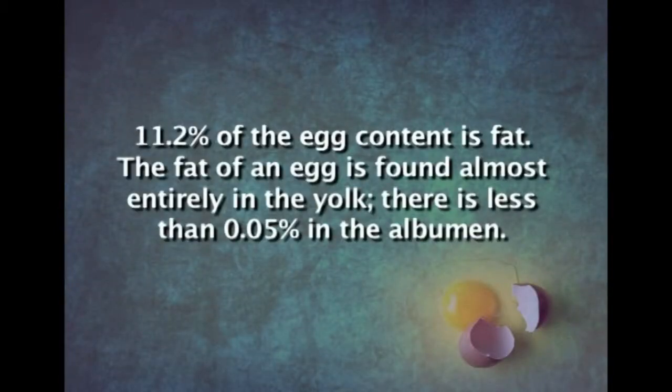Now, fat. 11.2% of the egg content is fat. The fat of an egg is found almost entirely in the yolk. There is less than 0.05% in the albumin. Now, this is one of the reasons why those who are on a diet and also those who have suffered with any kind of cardiac problems and with high cholesterol levels are suggested to eat mostly egg white rather than yolk, because yolk can be easily separated as it is high in fat content.